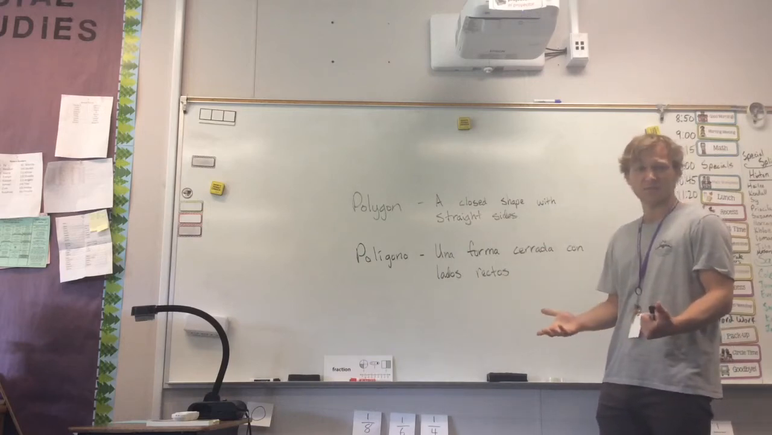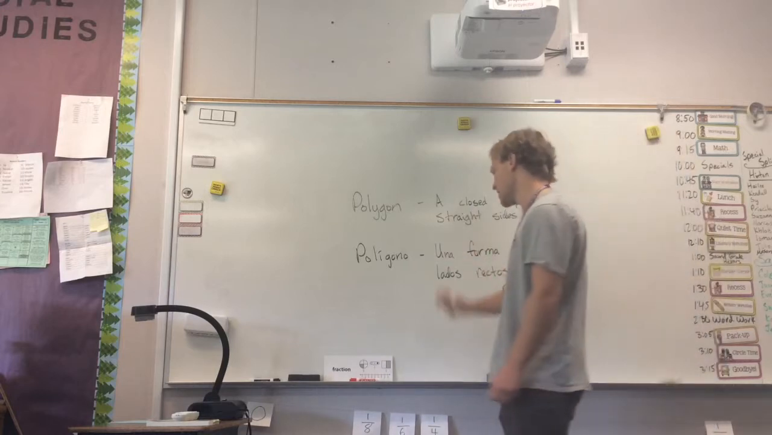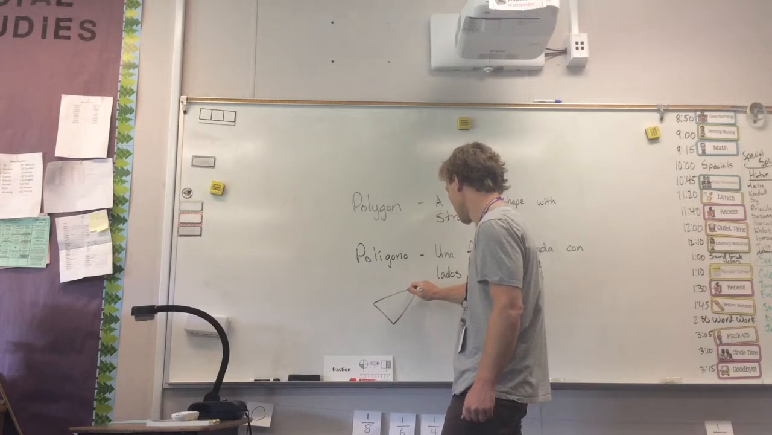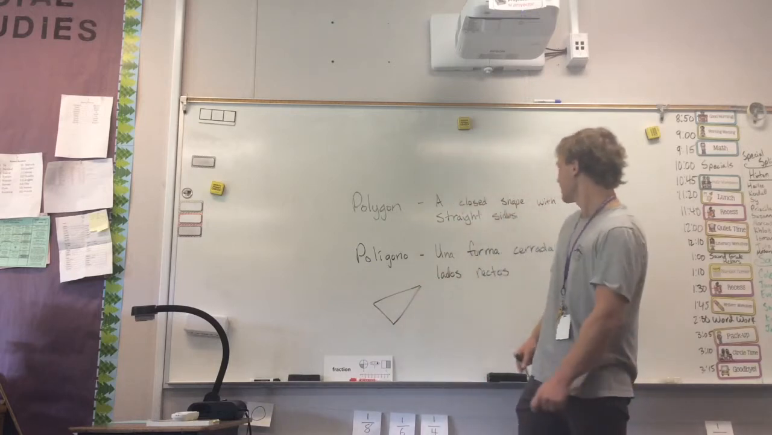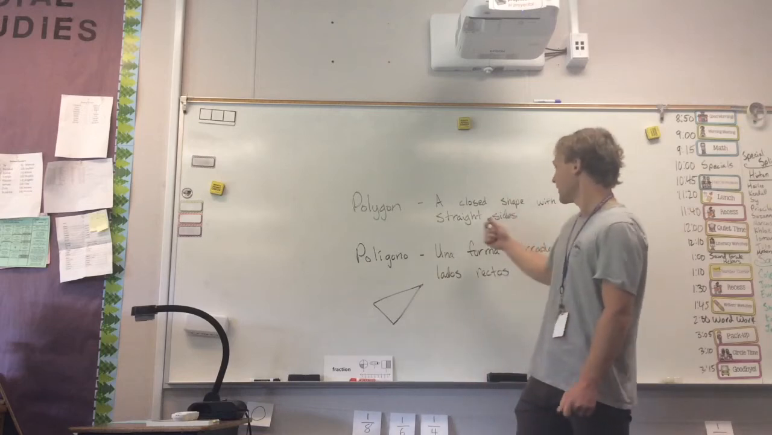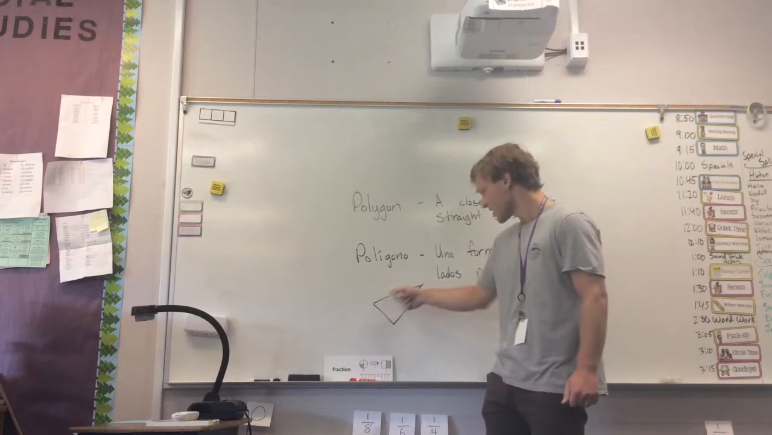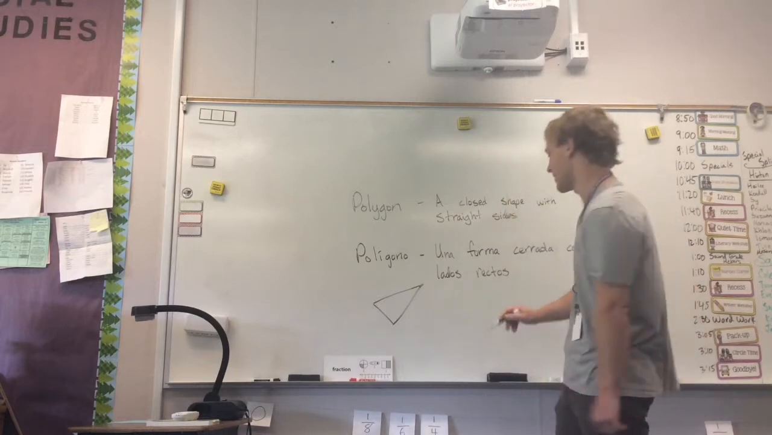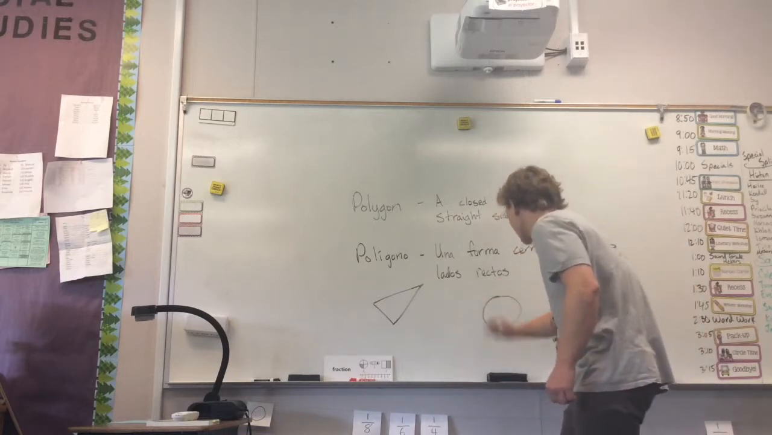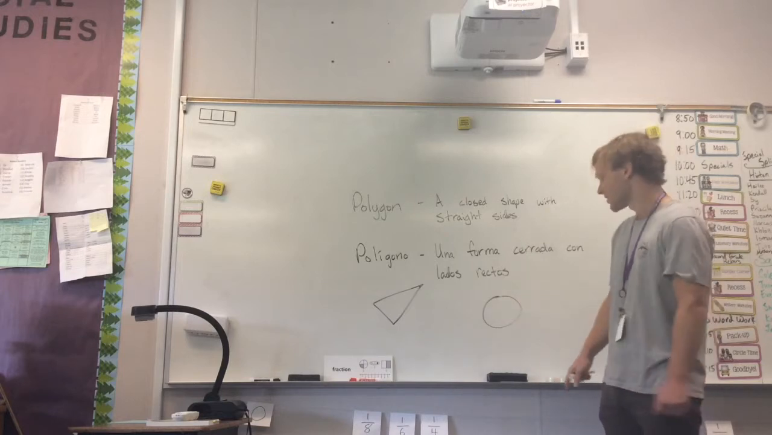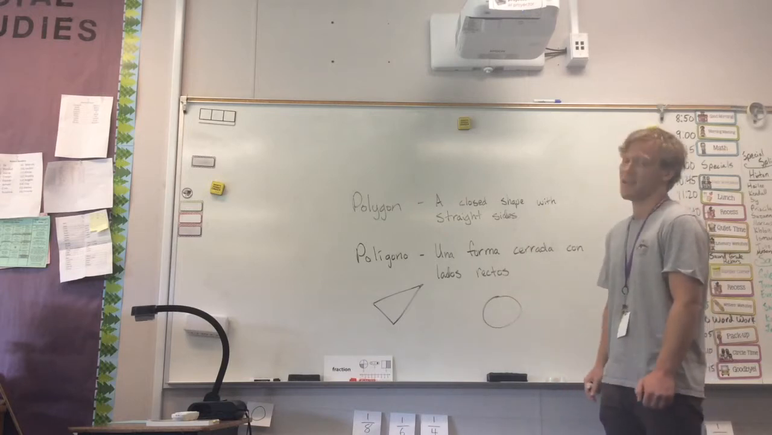Let's give some examples of polygons. So if I were to draw a shape like this, it's a triangle, and it's a closed shape. All the sides come together with straight sides. All the sides are straight, so that's a polygon. Let's give an example of something that might not be a polygon. It's closed, but its sides aren't straight, so this circle is not a polygon.